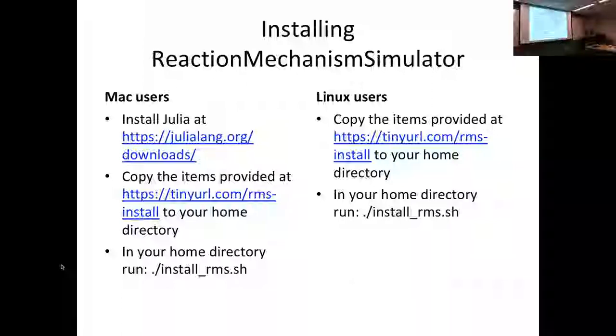How do you install RMS without the link? It has the link in the script. Without the tiny URL, where would it be located, just generally, for someone to find it? Oh, it's on GitHub. Yeah, we have a repository for it. You can clone it. It will soon be a registered Julia package, probably tonight at midnight.